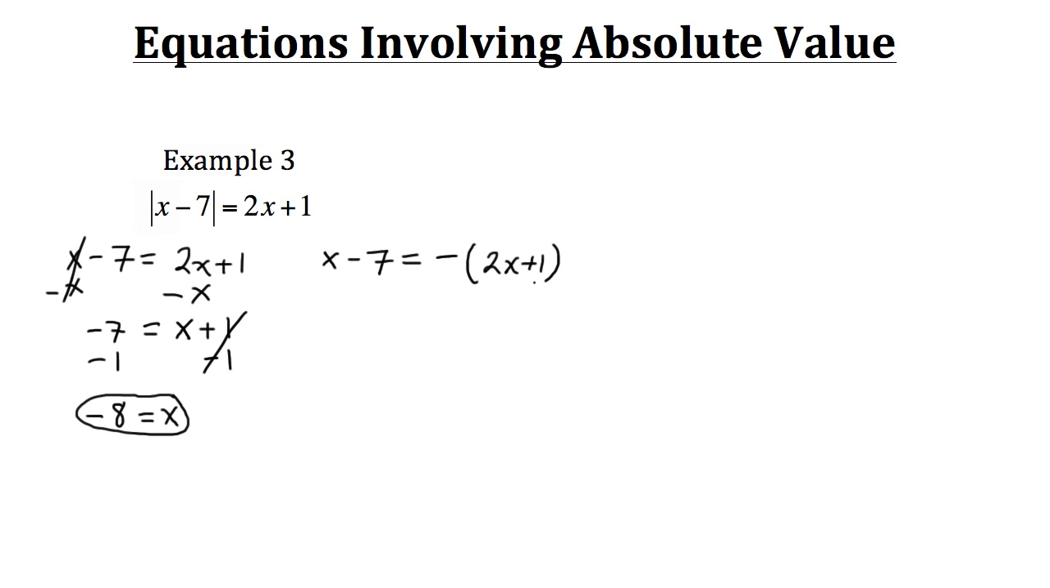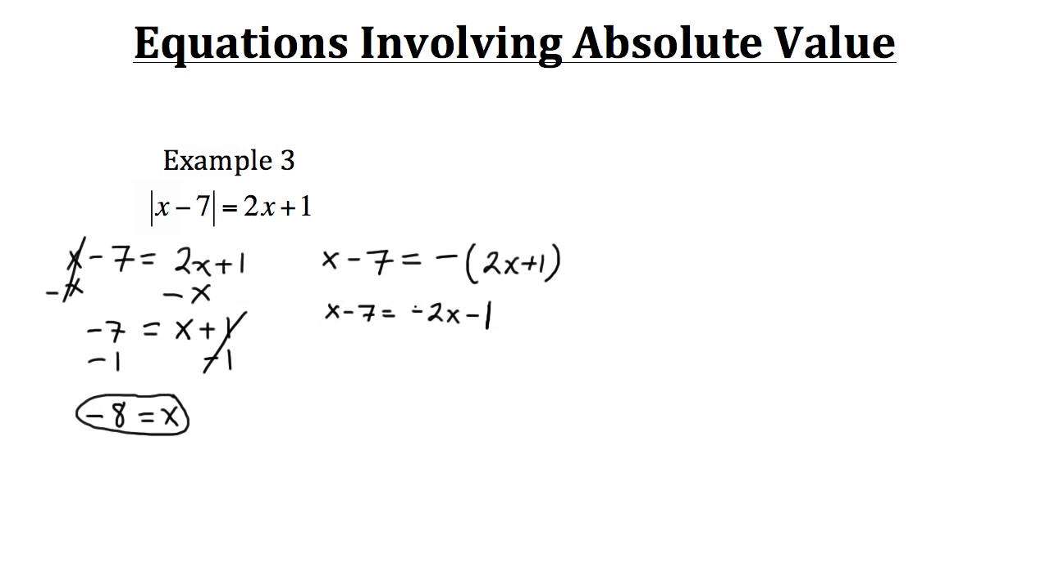Now let's take a look at this one and find our other solution. So first, it might be easiest to simplify this expression here. So we'll distribute the negative 1, it's an invisible 1 there, to both the 2x and the positive 1. So negative 1 times 2x will give us a negative 2x, and then a negative 1 times a positive 1 will give us a negative 1.